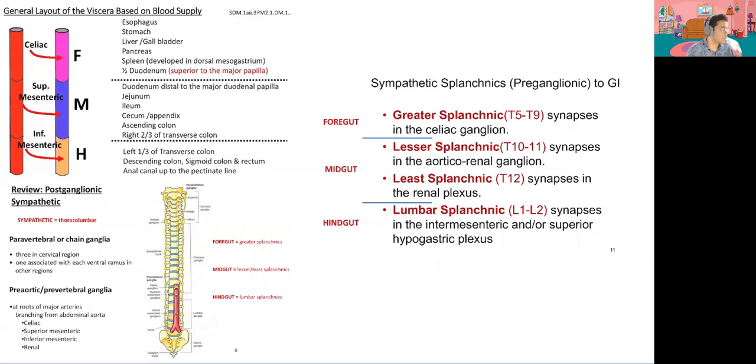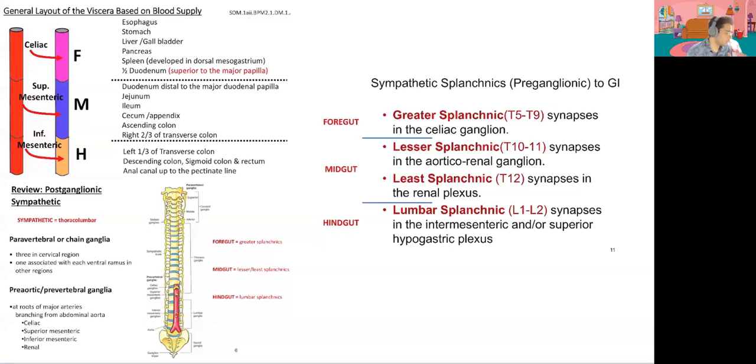Okay, general layout, right? Your esophagus, stomach, liver, gallbladder, pancreas, spleen, your first half of the duodenum, especially above the major papillae, it's all celiac, okay? Don't get tripped up if they ask you about the duodenum and they say 1/2, you're going to be tempted to put something with the midgut. Don't. If it says 1/2 above the duodenum, celiac, okay? Still blood supply. Superior mesenteric is going to be mostly involved with the duodenum distal to the major papillae and all the way down to the 2/3 of the transverse colon.